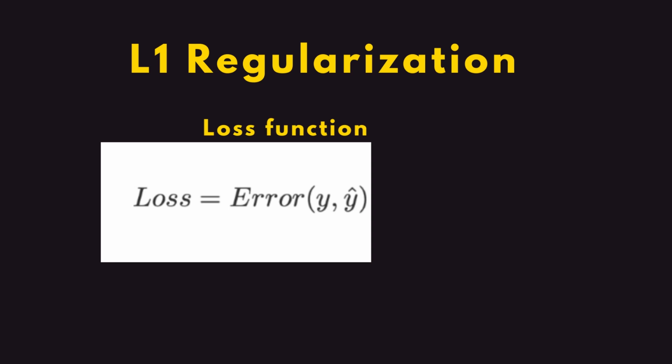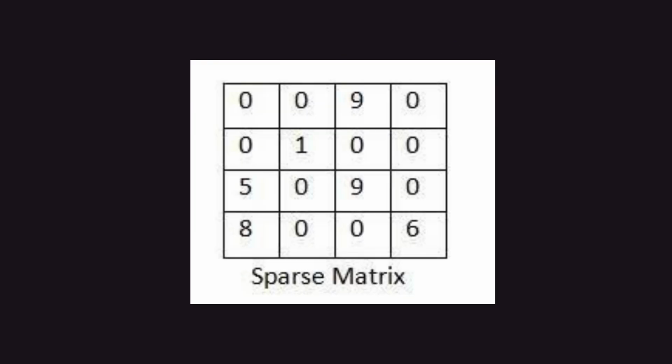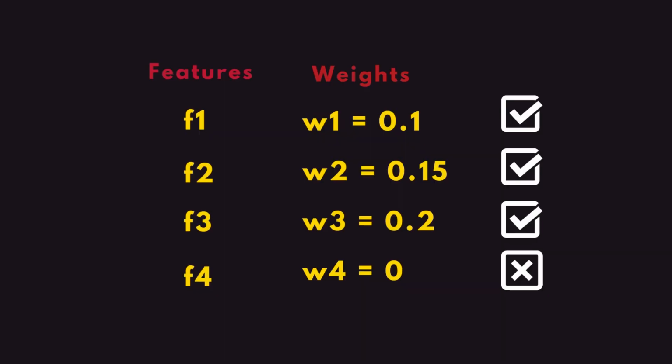L1 regularization adds a penalty term proportional to the absolute value of the weights. This penalty term is also known as the L1 norm of the weights. The L1 norm of the weights creates a sparsity pattern where many of the weights are zero. This means that L1 regularization can be used for feature selection, where we can identify the most important features by looking at the non-zero weights.